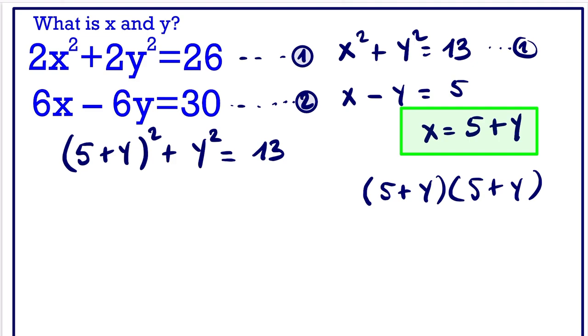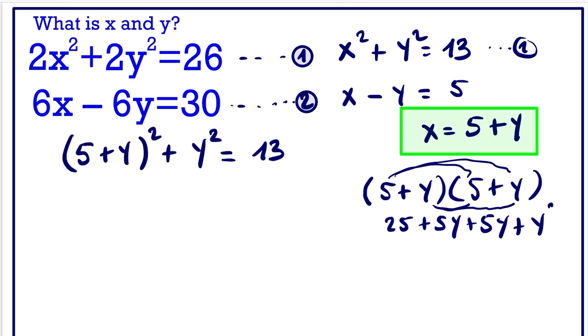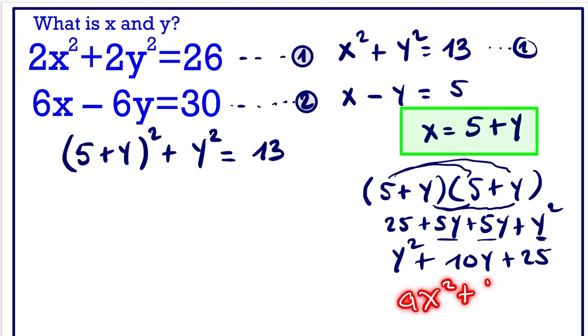So expanding without the formula, this is 5 times 5, 25, plus 5y, plus 5y, and lastly y times y, plus y squared. If we simplify this, we can write y squared plus 5y plus 5y will be equal to 10y plus 25. This is in the form ax squared plus bx plus c, a quadratic expression.